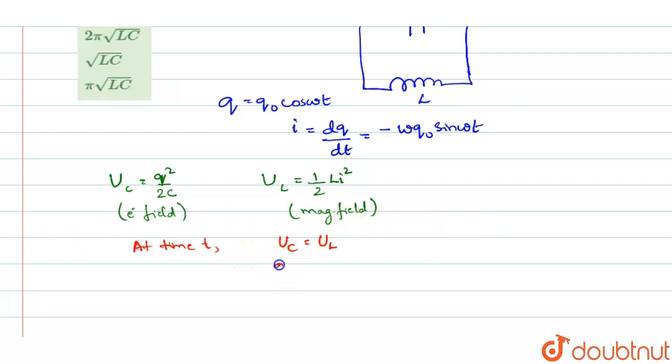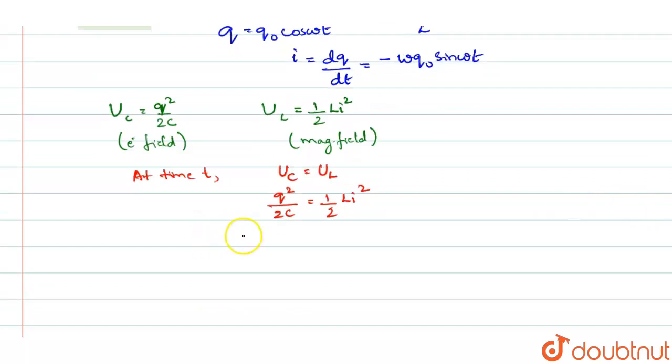When this condition is satisfied, it means that Q square by 2C is equal to half L i square. Here we will substitute the values of I and Q, so that this equation becomes Q0 square cos square omega t divided by 2C, equal to half L into I square, so omega square Q0 square sine square omega t.